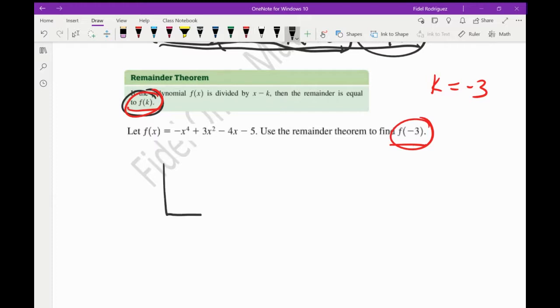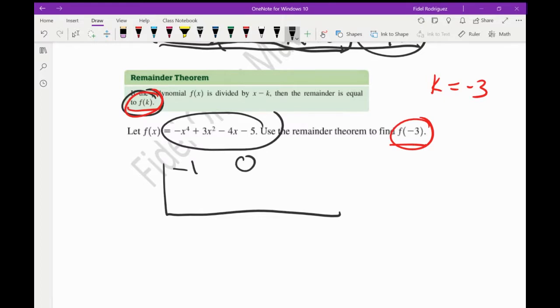Second thing is, I'm going to do my synthetic division. So I'm going to use my numbers that I have here. The number in front of the x to the 4th is a negative 1. Guys, that's the number in front of my x to the 4th. Do we have an x to the 3rd power? So I got to put in a 0 there, okay? Kind of again like placeholders. The number in front of the x squared is a 3. The number in front of the x is a negative 4, and the last number is a negative 5.